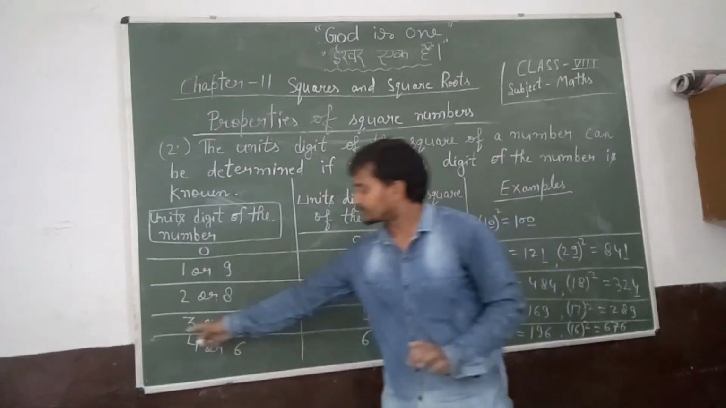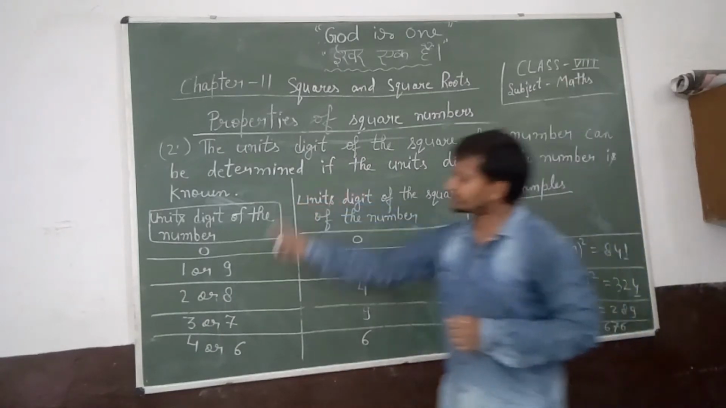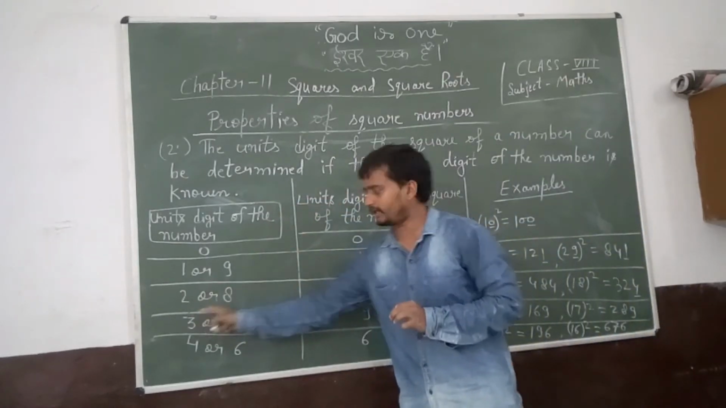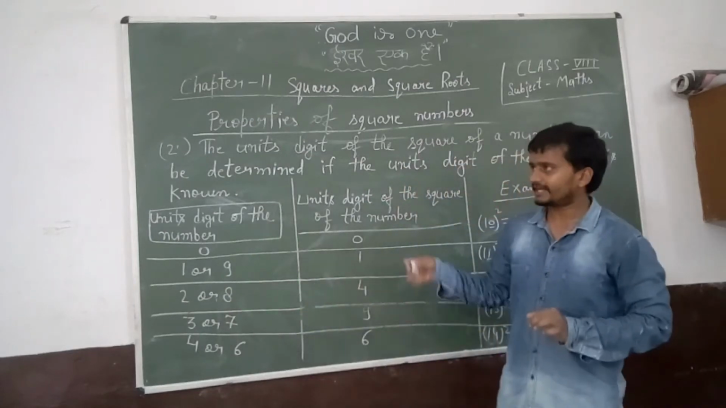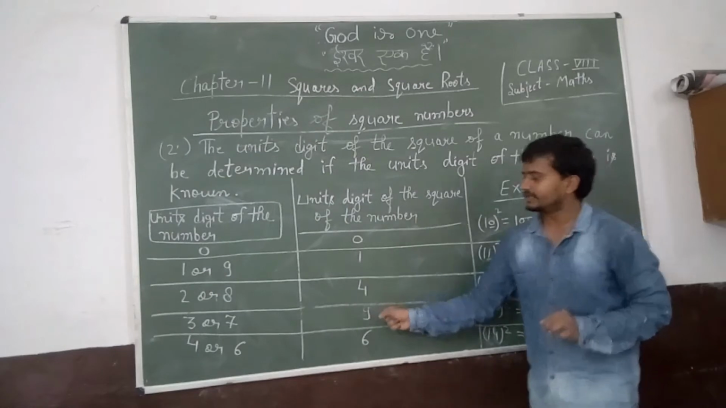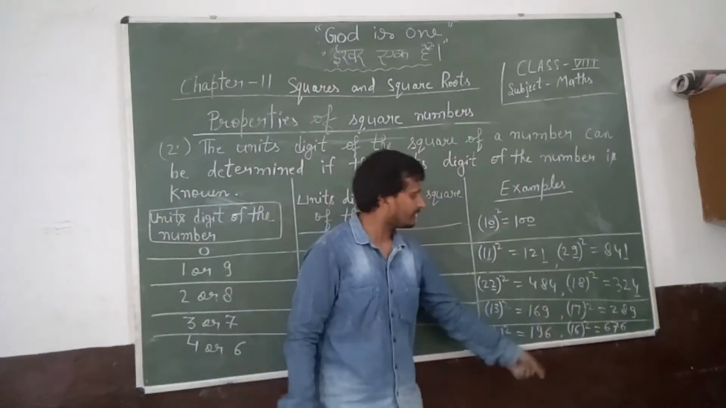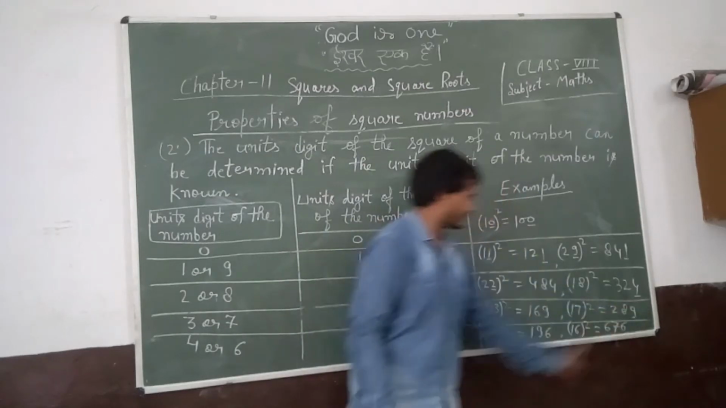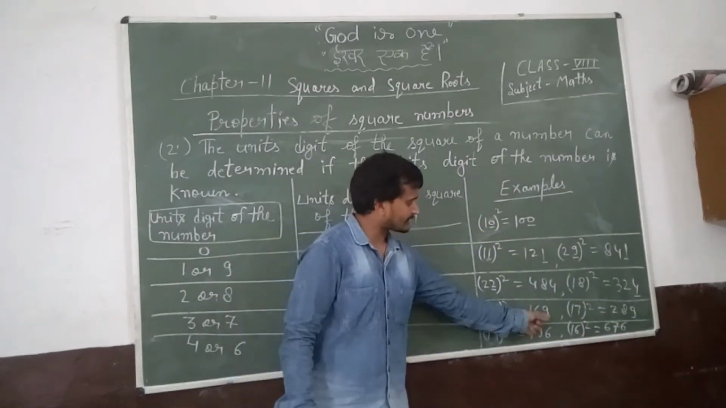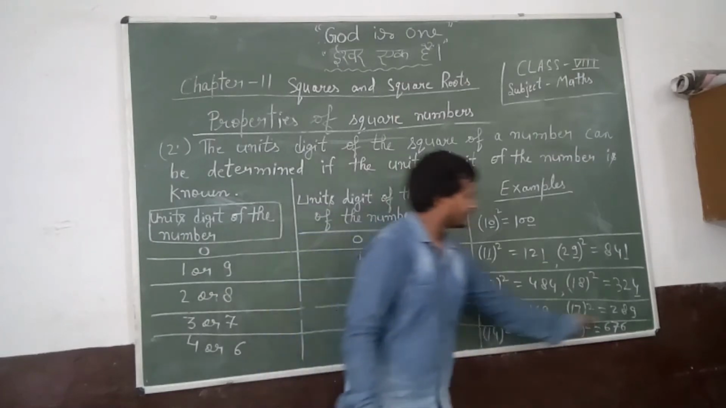Next one is 3 or 7. If the digit at the unit place of the number is either 3 or 7, then the digit at unit place in the square of the number is always 9. Examples: the square of 13 is 169, the square of 17 is 289. In both cases, the digit in the square of the number at unit place is 9.